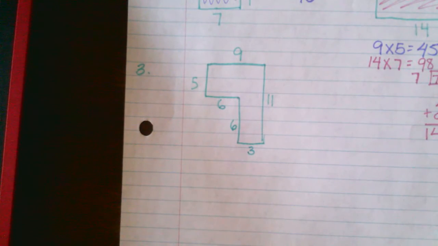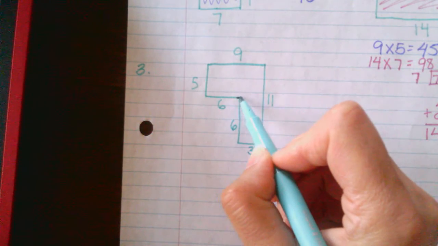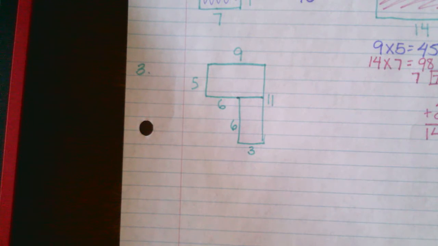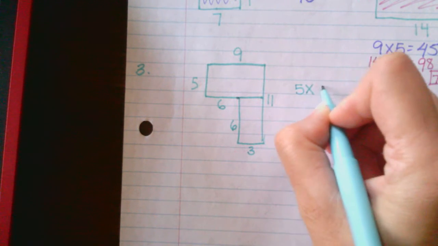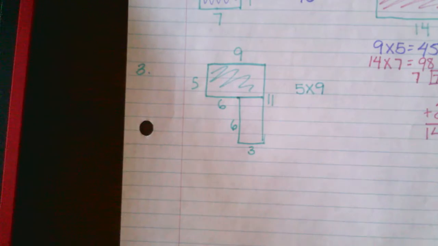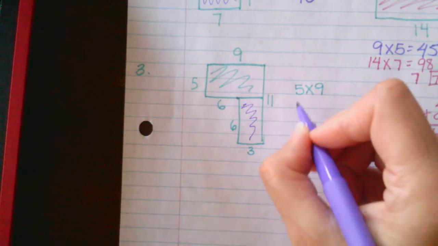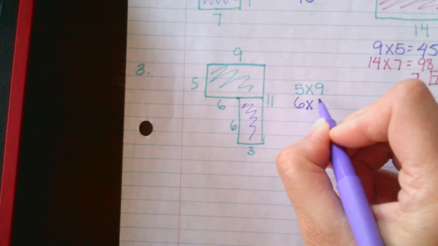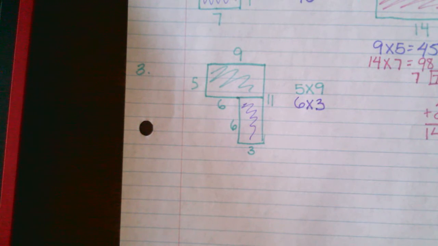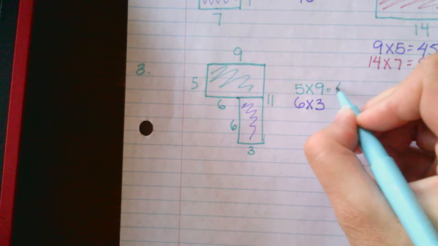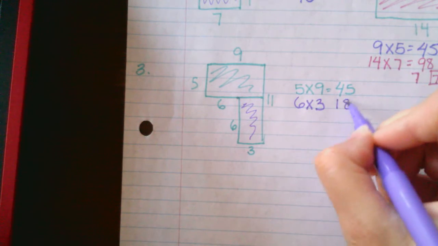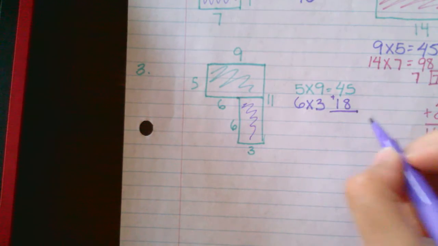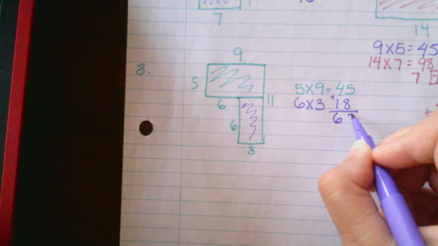So I'm going to make it a rectangle on top of another rectangle. So this one, we can see that we have a 5 times 9 on top. And I'll change colors for the bottom one, sorry. And we have a 6 times 3 on the bottom. 5 times 9 gives us our 45. 6 times 3 gives us our 18. We're going to add them together to get 63.